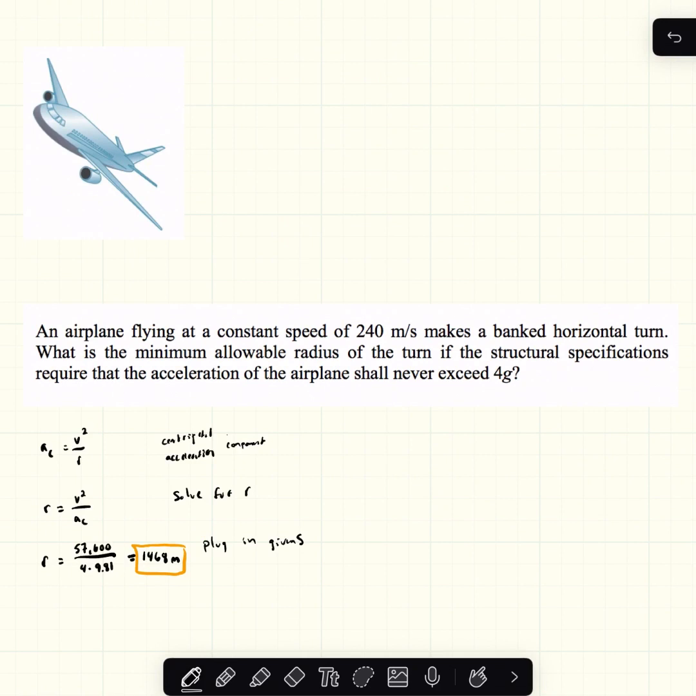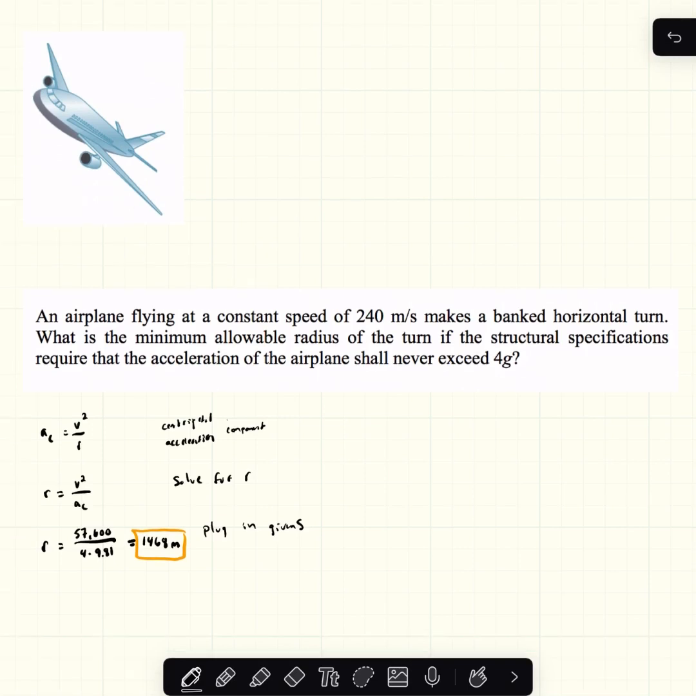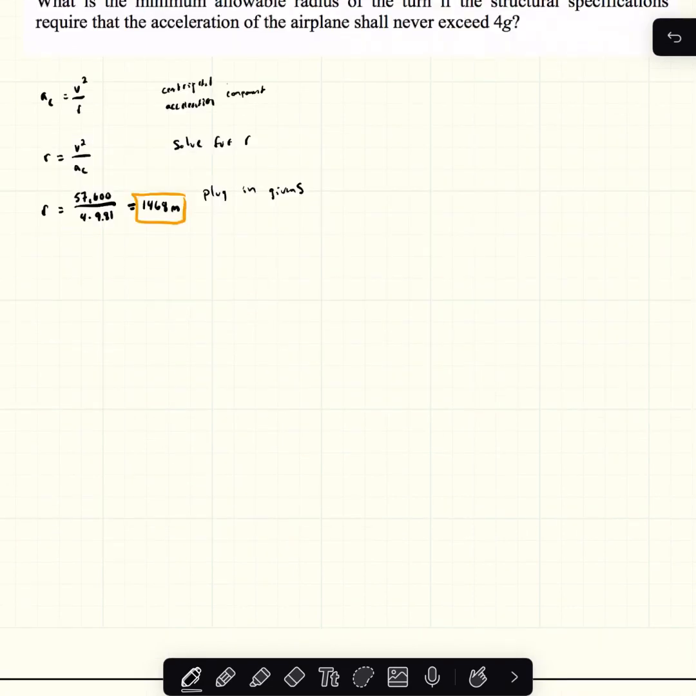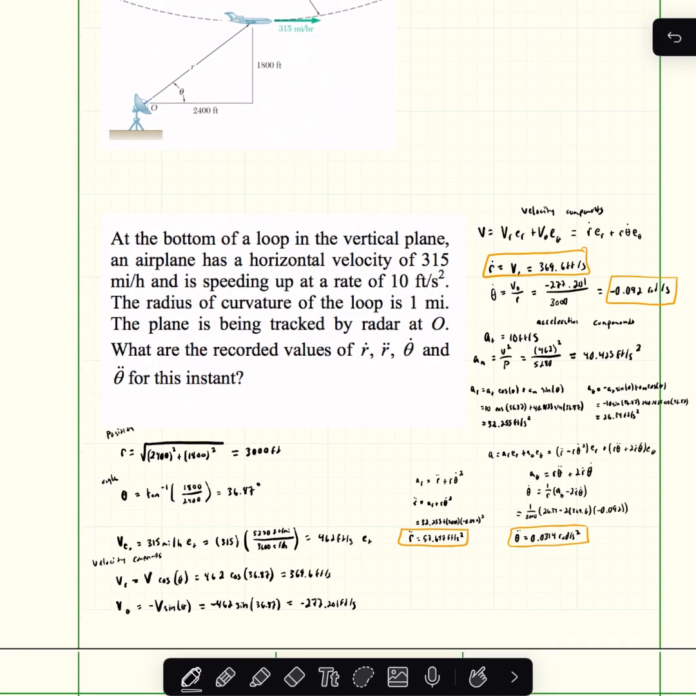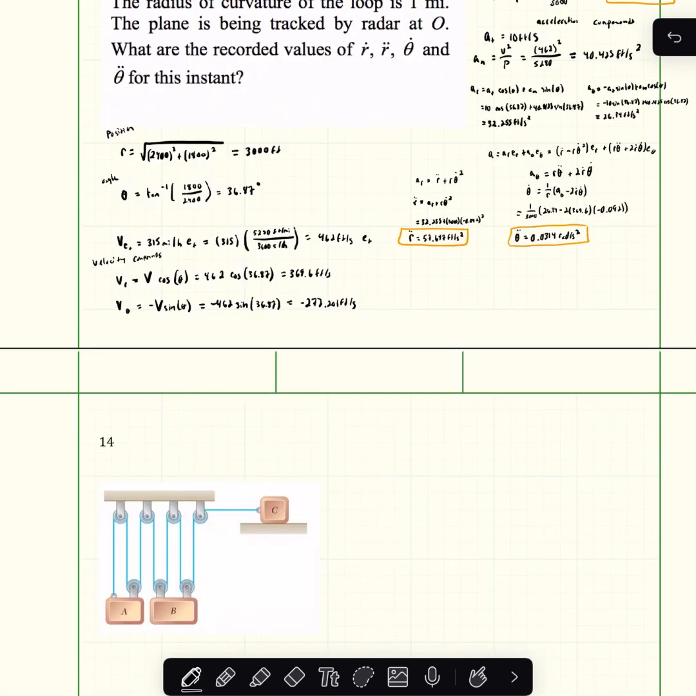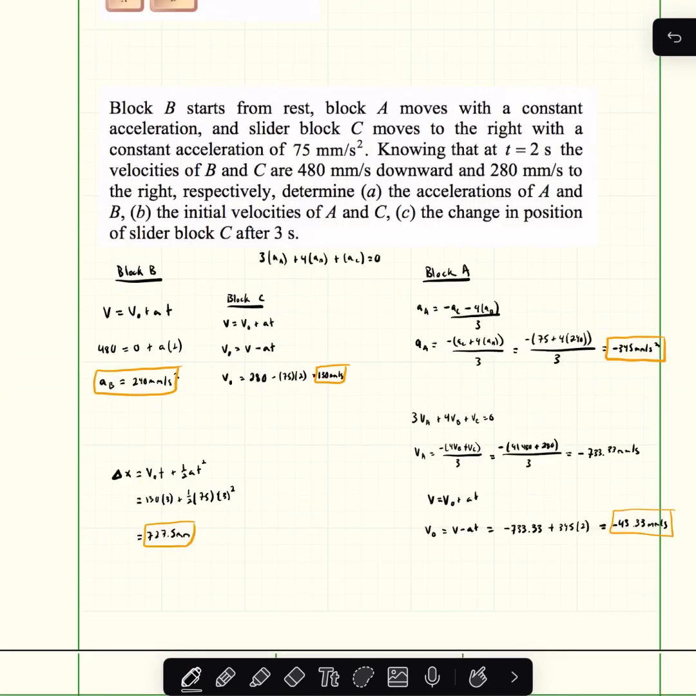Then for this one, you use the centrifugal acceleration component, solve for r, and then plug in the givens. Pretty straightforward. And then for this one, you're given components for position and angle. You have to find the velocity components, the acceleration components, to be able to find r dot, theta dot, r double dot, theta double dot.